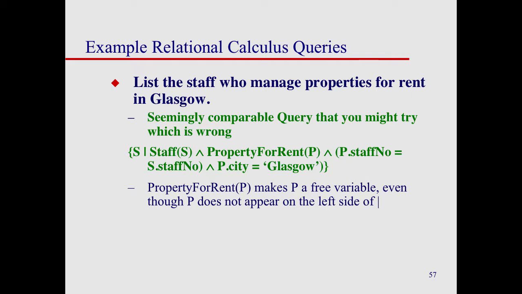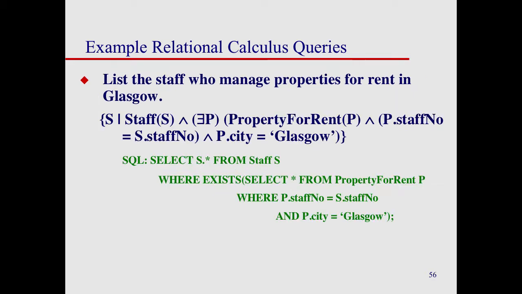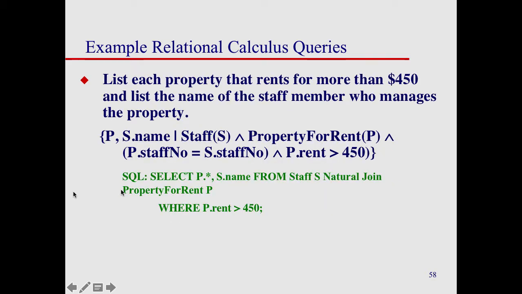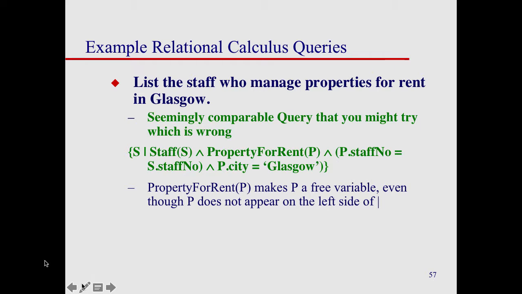Okay, and here is one that will trip you up. Okay, so here was list the staff who manage properties for rent in Glasgow. This is the right way to write it. This is the wrong way. So I'm going to make sure that you understand by putting in big red letters. Wrong. Okay, this is the wrong way to do it.